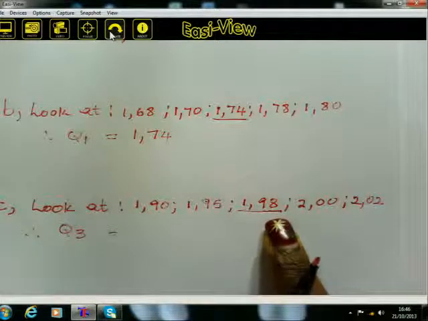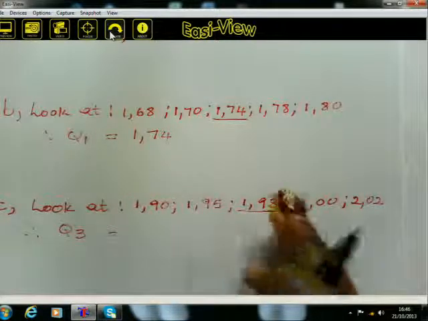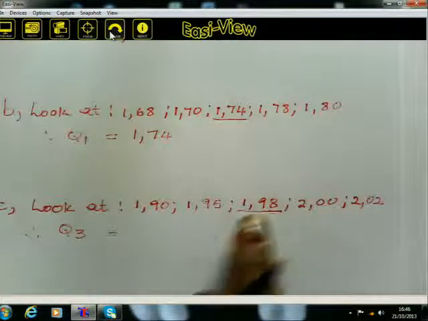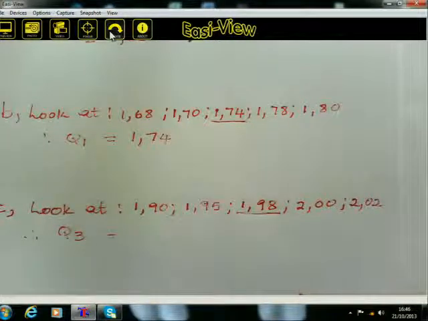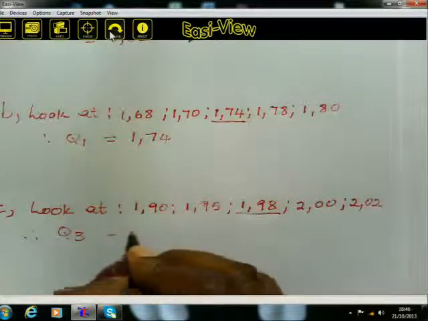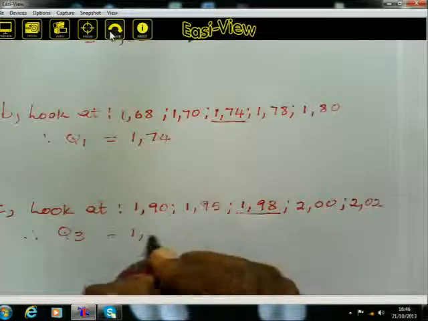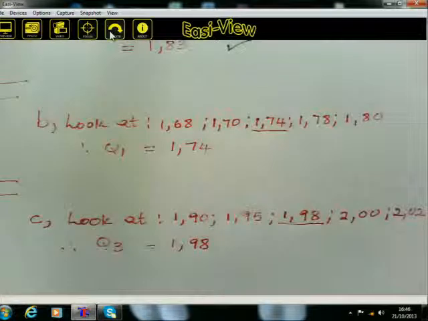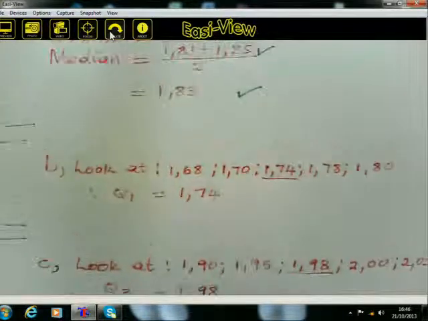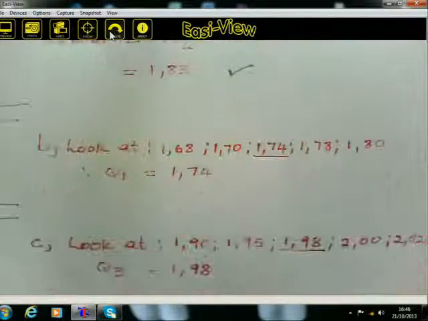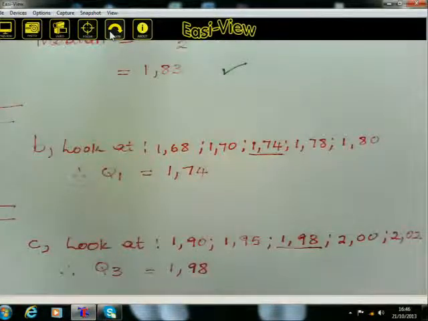I encourage you to underline it. Don't cancel it, just underline it so that you can see what your quartile 3 is. So that will be your quartile 3, which is 1,98. So as you can see, you have answered number A correctly, number B correctly, and number C correctly.